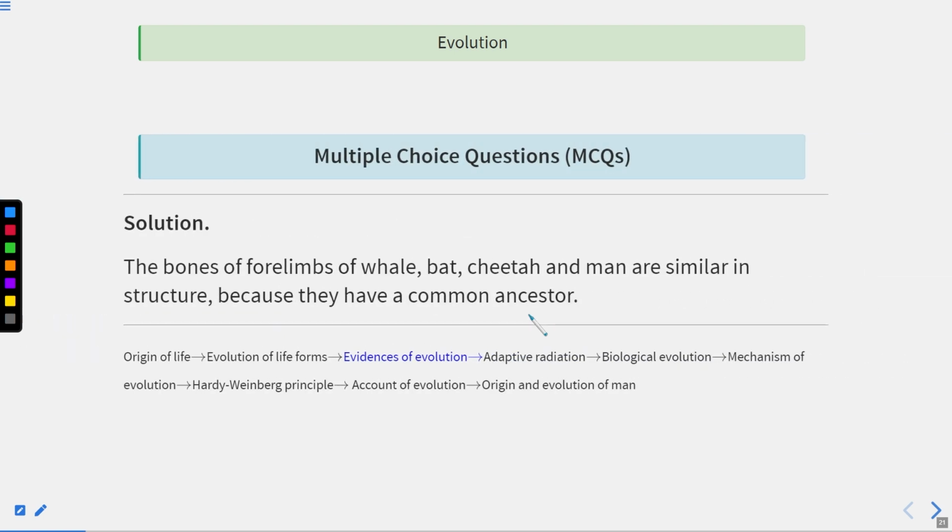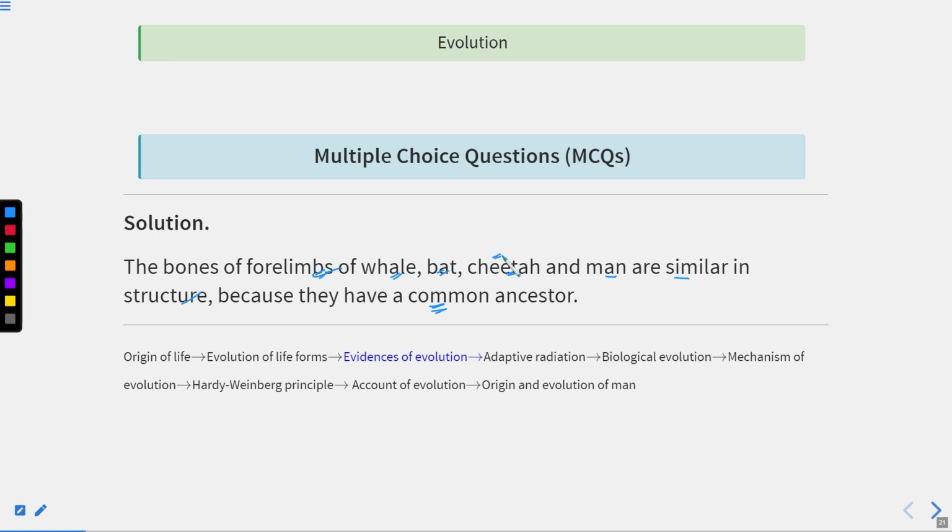Let's see the explanation. The bones of forelimbs of whale, bat, cheetah and man are similar in structure because they have a common ancestor. So here we can say these are homologous organs, meaning they have the same structure but their functions are different.